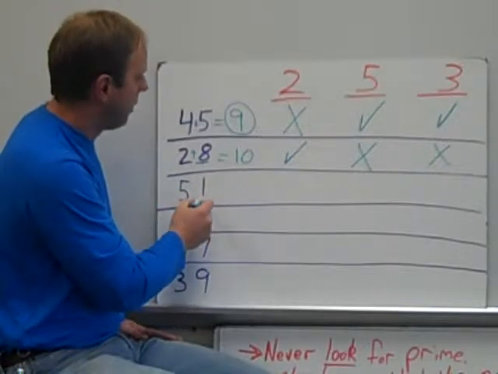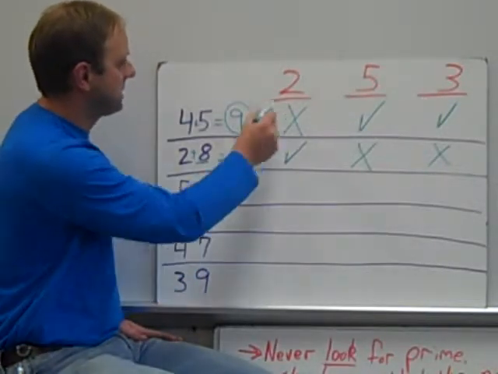51. Let's look at this. 1 in the ones place is not an even number.